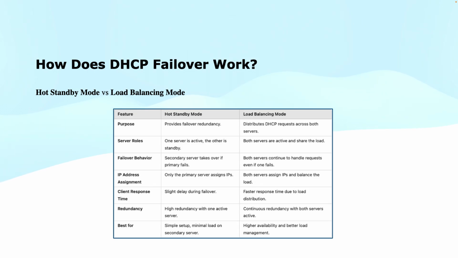IP address assignment: only the primary server assigns the IP in the hot standby mode, whereas in load balancing, both servers assign the IP addresses and balance the load. Client response time: slightly delayed during the failover, whereas faster response time due to the load distribution in load balancing mode. As far as redundancy is concerned, high redundancy with one active server is there, whereas in load balancing, continuous redundancy with both servers active at the same time. The hot standby is best for simple setup, with minimal load on the secondary server, whereas the load balancing mode is good for high availability and better load management.